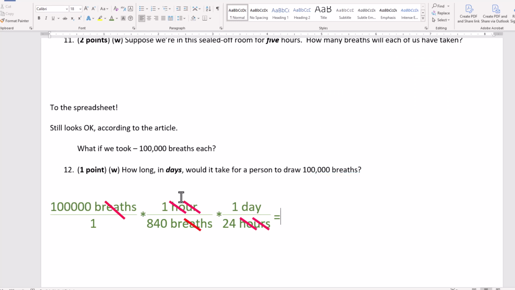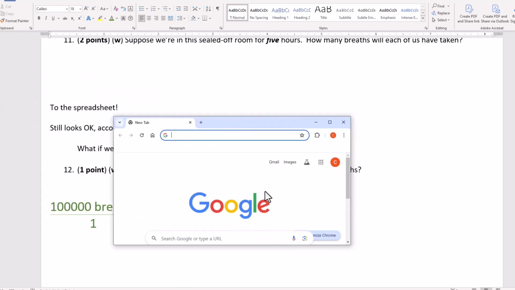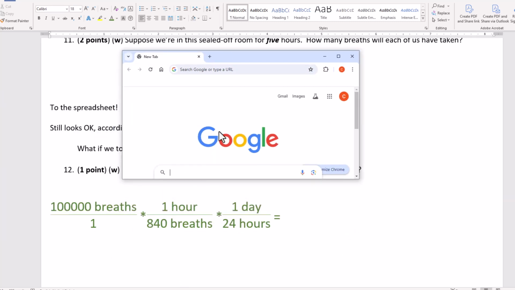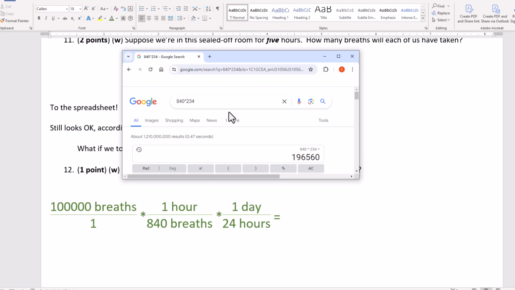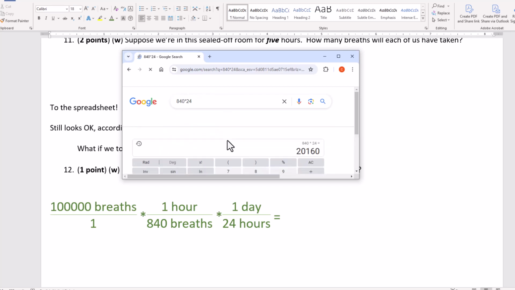So you got to do 100,000 divided by 840 divided by 24. I'm going to open up a little Google window here. So the first thing I got to do is that 840 times 24. And that is going to be, oops, got an extra 3 in there. Sorry about that. That's too big. There we go.